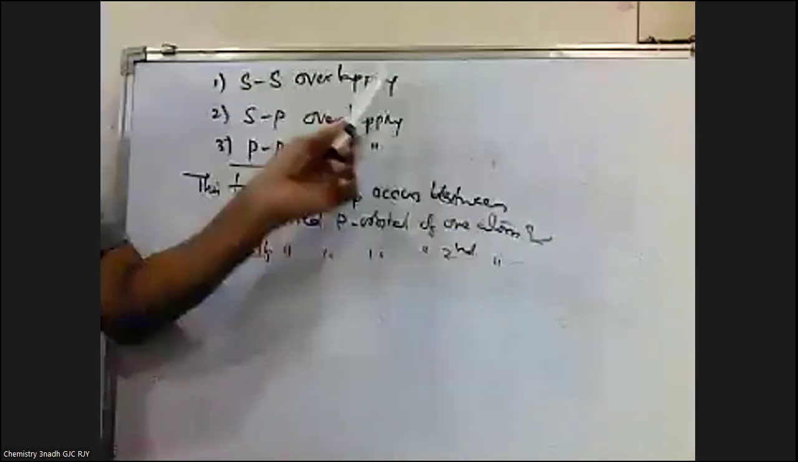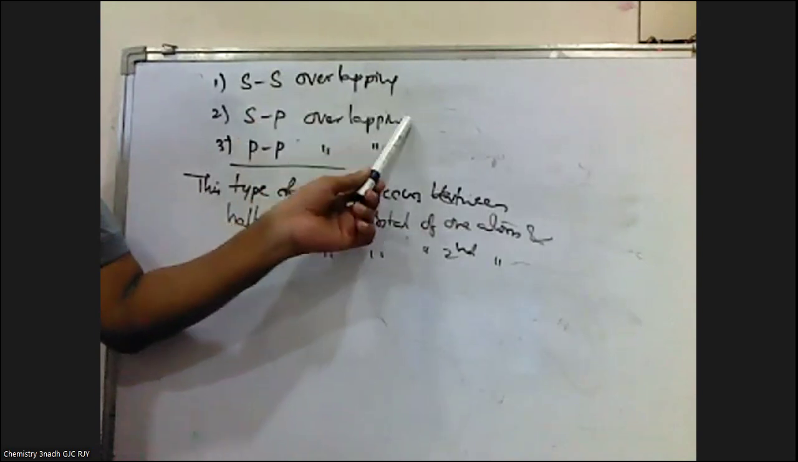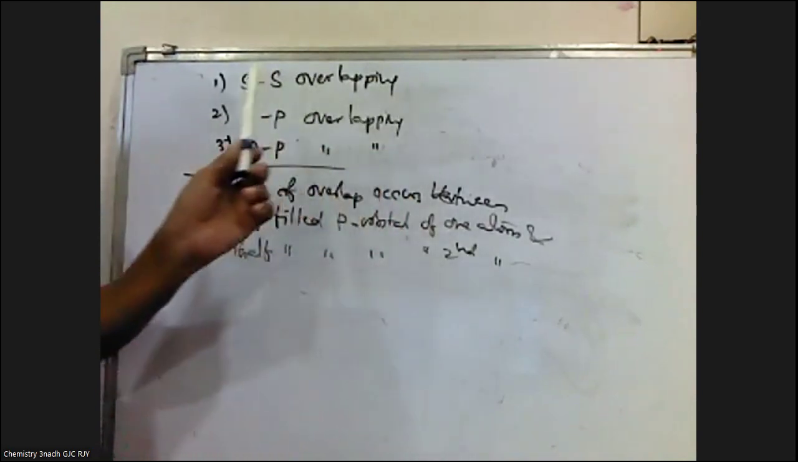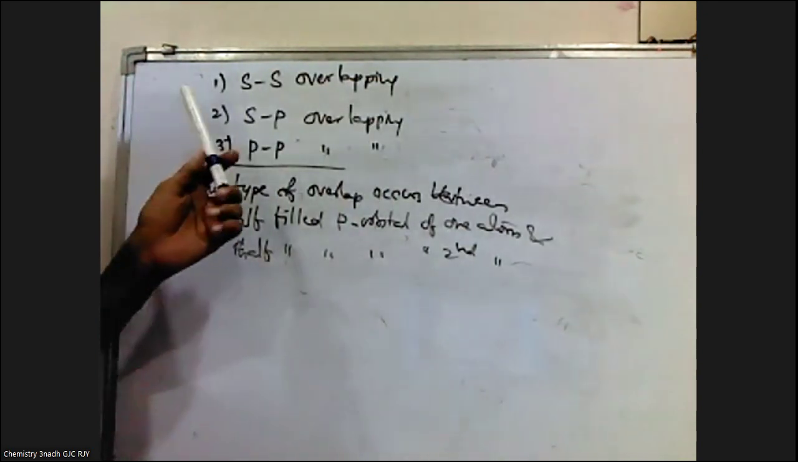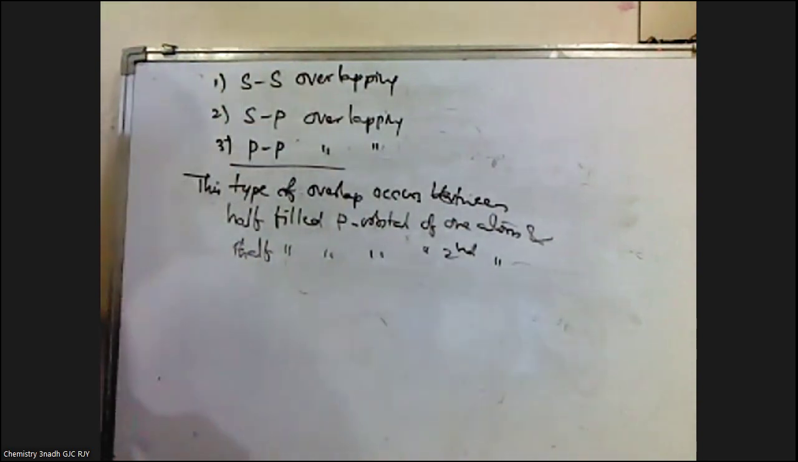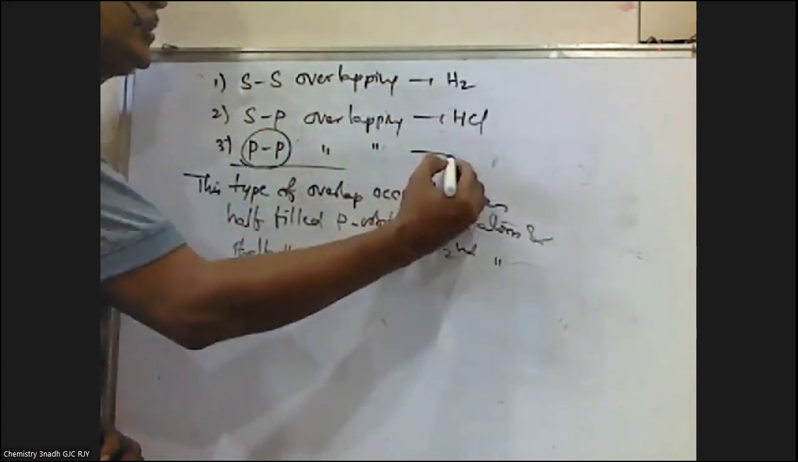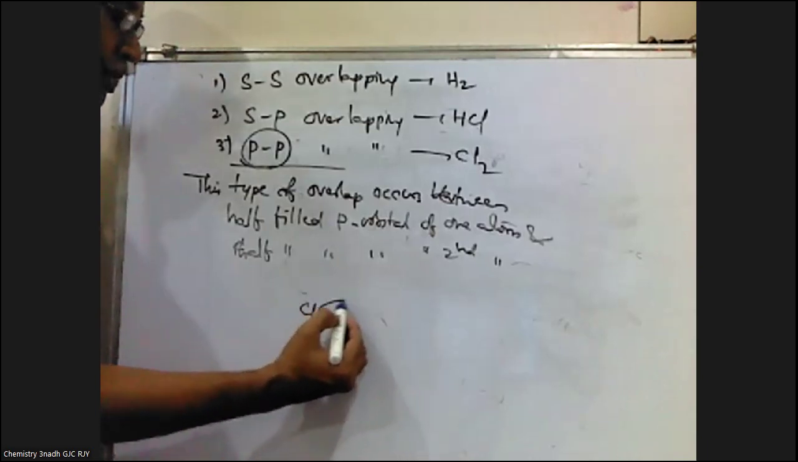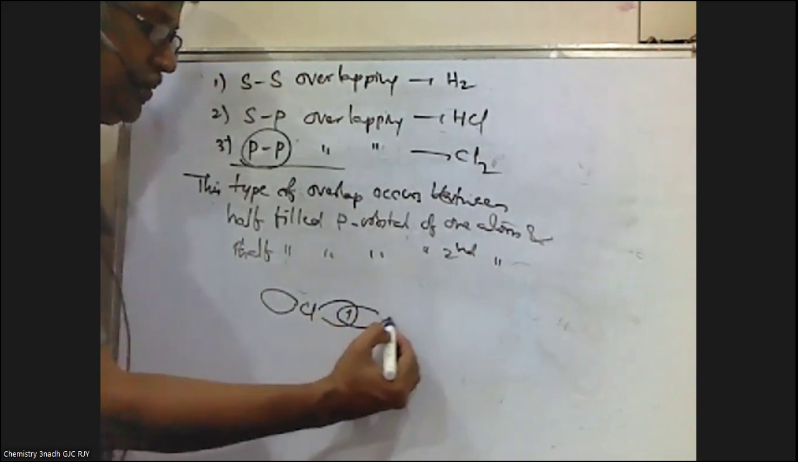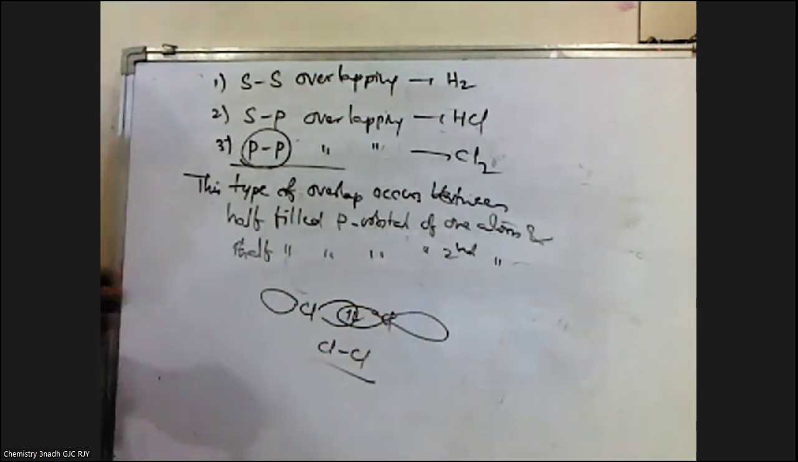So overlapping between two s orbitals is called SS overlapping. Overlapping between the s orbital of one atom and the p orbital of a second atom is called sp overlapping. And overlap between two half-filled p orbitals is called pp overlapping. We explained ss overlapping with the example of H2, and sp with HCl. For pp overlapping, an example is the formation of the chlorine molecule. In chlorine, one p orbital overlaps with another p orbital, and a Cl-Cl sigma bond is formed. So this is regarding types of overlapping.